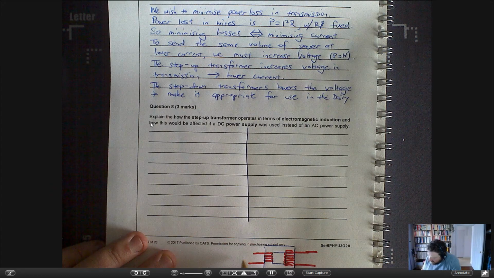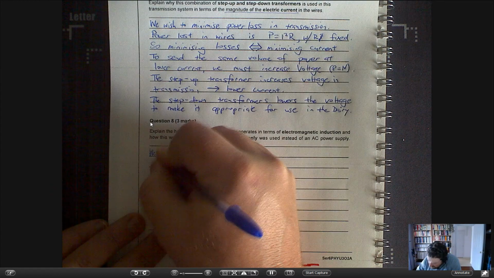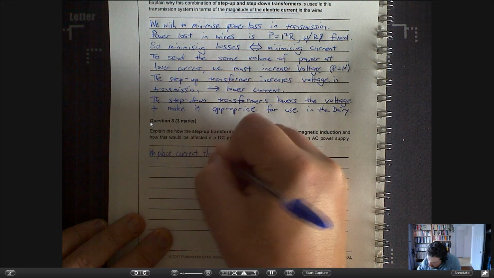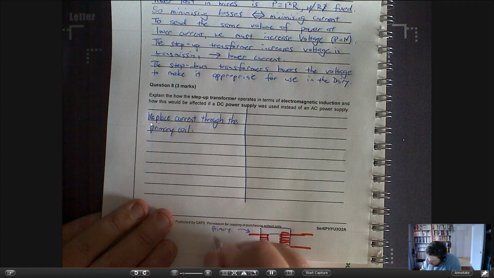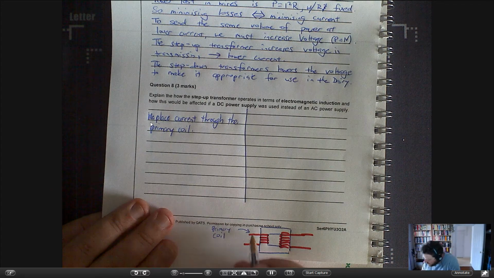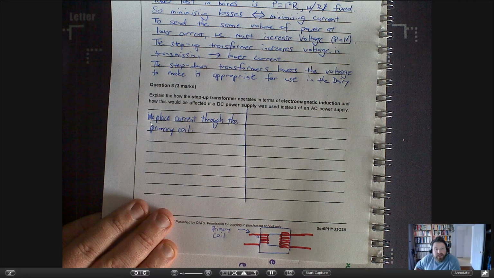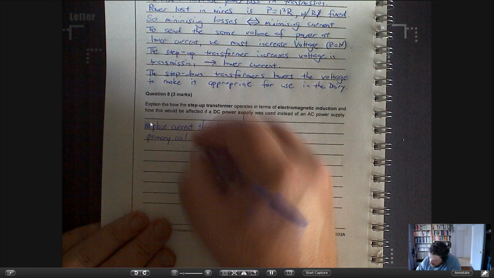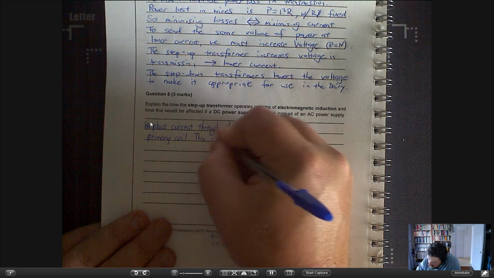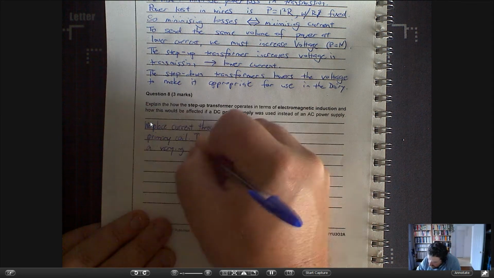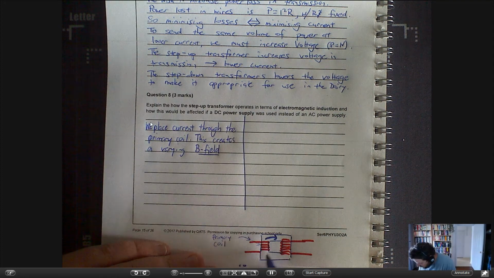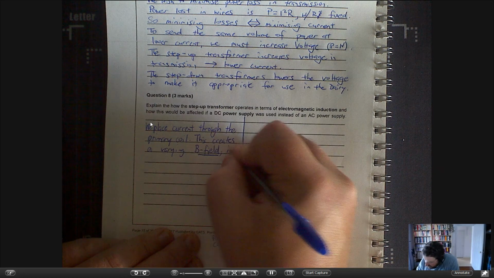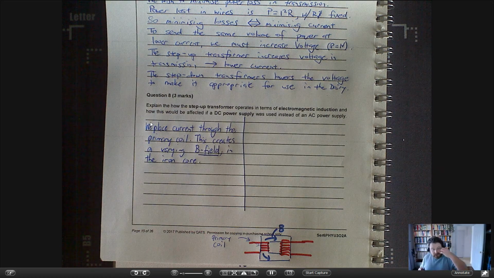We place a varying current through the primary coil. Let's label the primary coil, this red thing here. I suppose you might want to point at the actual coil itself. We place a varying current through the primary coil. This creates a varying magnetic field in the iron core. You may or may not want to draw in the magnetic field. Do it here. Here we go. We're trying to be quite sparse in our language, really focusing on those things that are key.